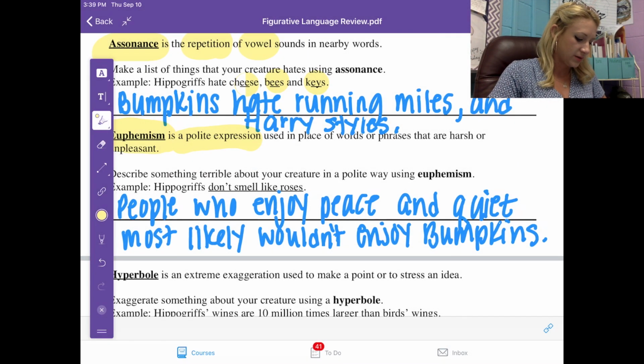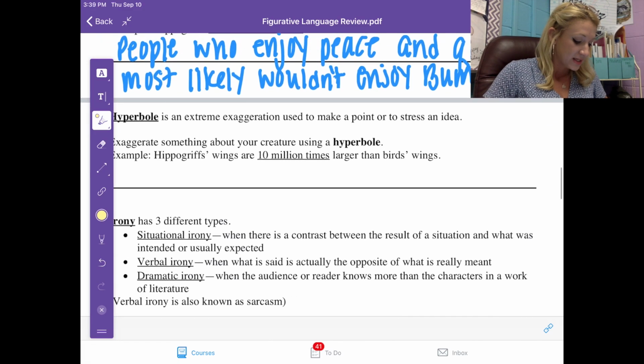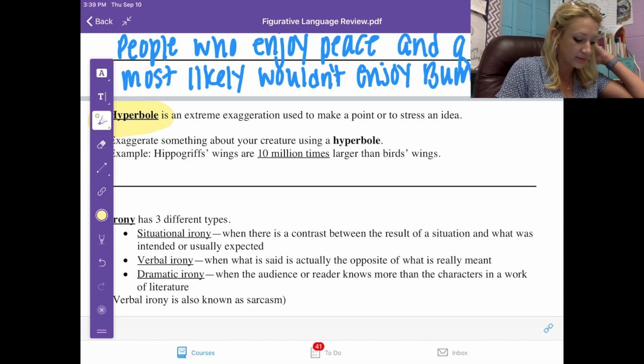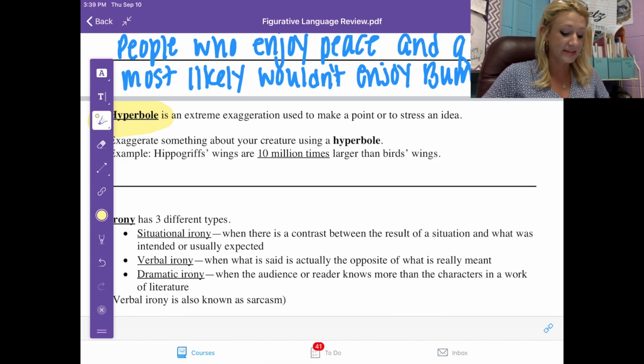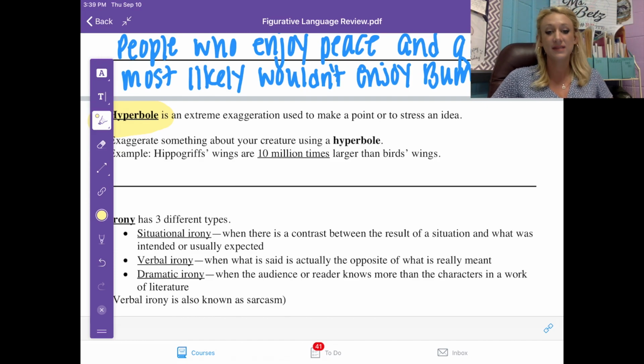Okay, next up, and again, feel free to pause, work at your own pace. Next up, we have hyperbole, and hyperbole is an extreme exaggeration. This one should be a review. We should know this one. So, for example, hippogriff's wings are 10 million times larger than birds' wings. There's no way that they're literally 10 million times larger. That's an extreme exaggeration. That would be an example of a hyperbole.